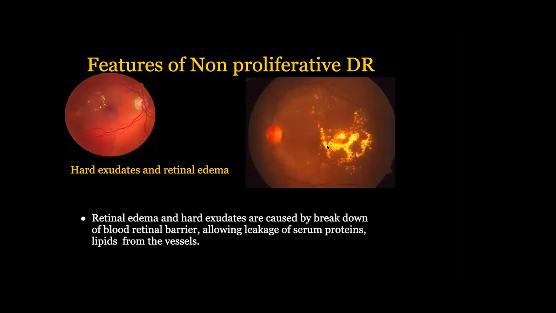These occur because when there is leakage from the capillaries and retinal edema, this allows leakage of serum proteins and lipids from the vessels, which will be seen as hard exudates. And these are seen actually in the deeper layers of the retina, in the outer plexiform layer.